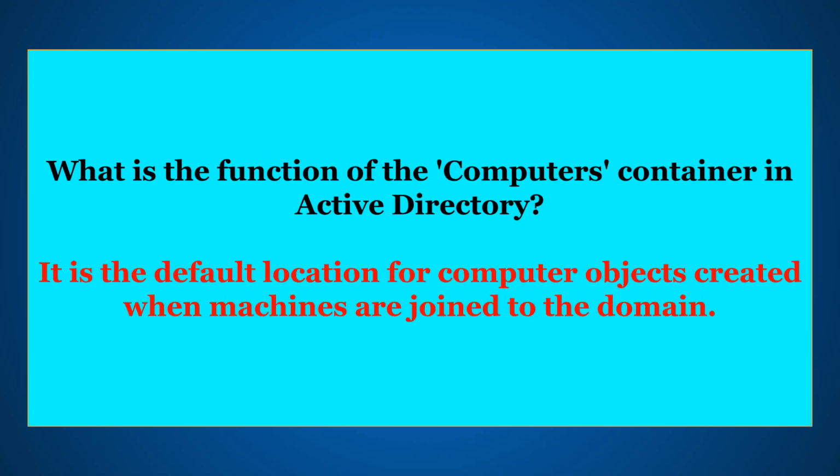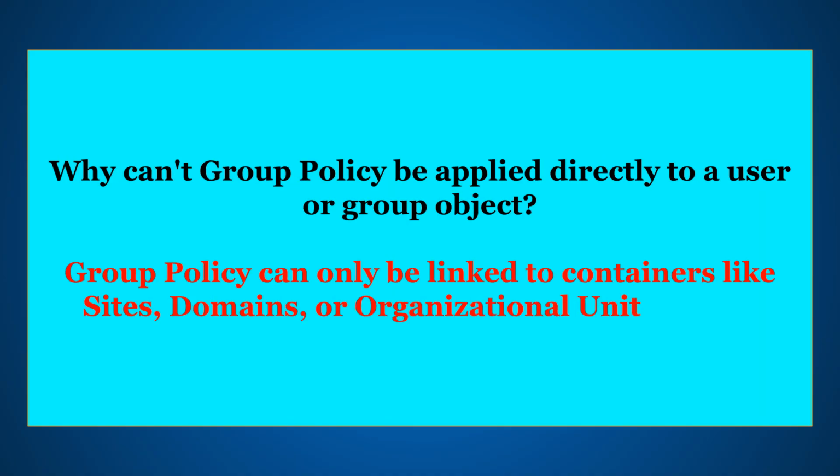What is the function of the Computers container in Active Directory? It is the default location for computer objects created when machines are joined to the domain. Why can't group policy be applied directly to a user or group object? Group policy can only be linked to containers like sites, domains, or organizational units, OUs.